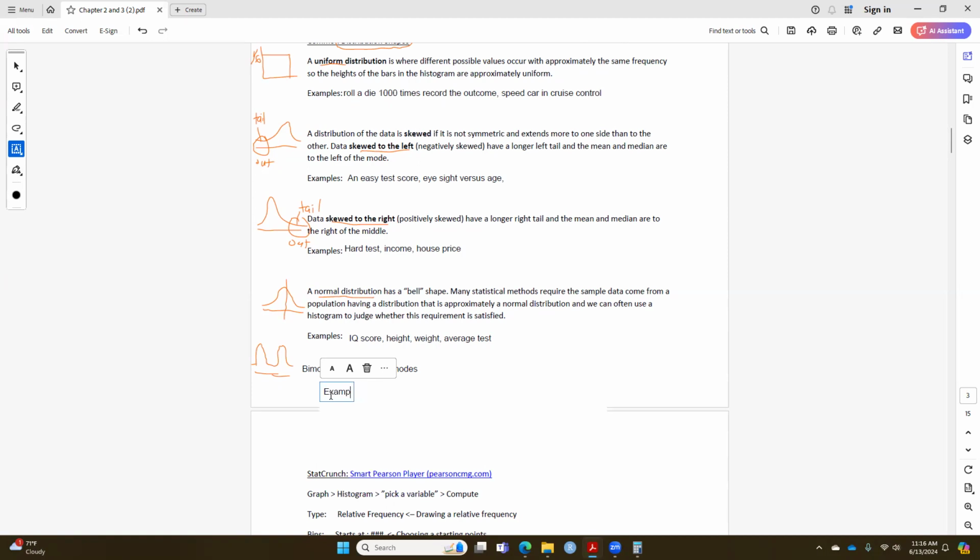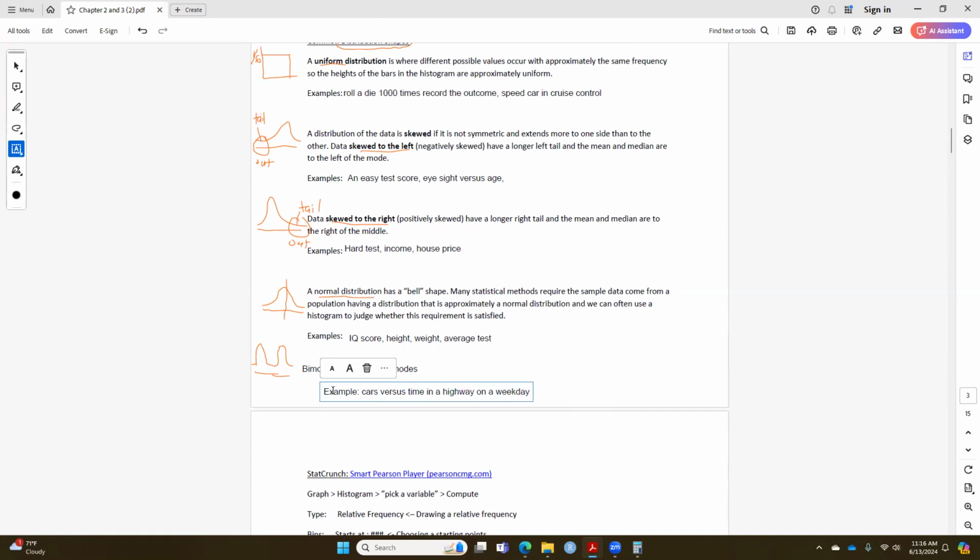Example, highway use, cars, let's say cars versus time on the highway. So you know that on a weekday.